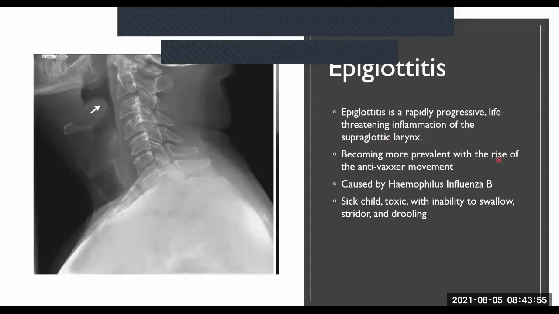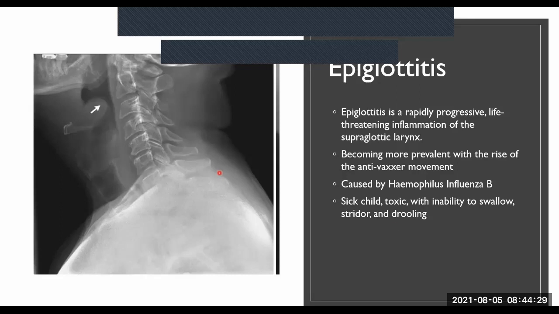Okay. So it becomes more prevalent with the rise of the anti-vaxxer movement, which is true, right? Because it's caused by Haemophilus influenzae B. So how many of you are anti-vaxxers here? Very good. Okay. No, I'm being serious. We all know that the movement is out there. Are you an anti-vaxxer? Yeah, no, that's fine. Did you take the COVID vaccine? So you're an anti-vaxxer. All right, very good. No, what I'm saying is it's relatively easy to prevent, but we're seeing more and more of these patients coming.